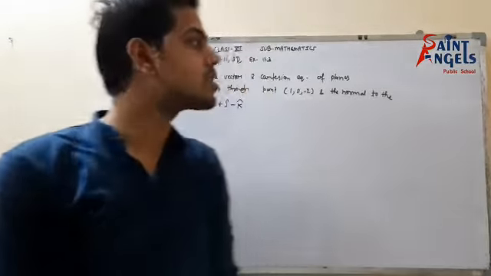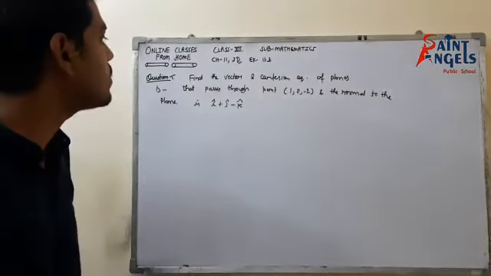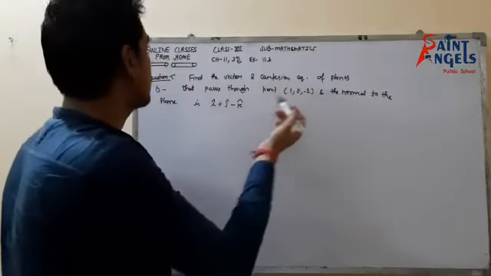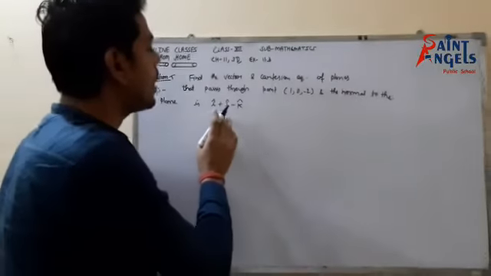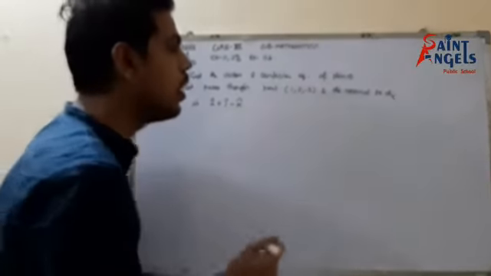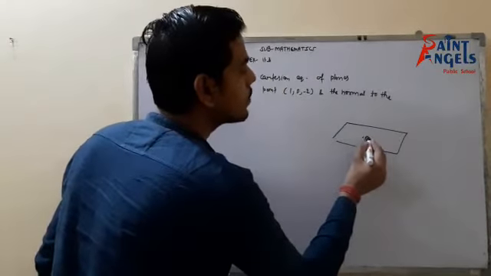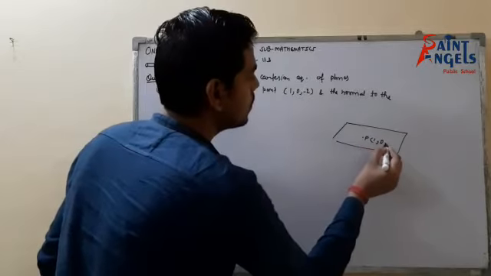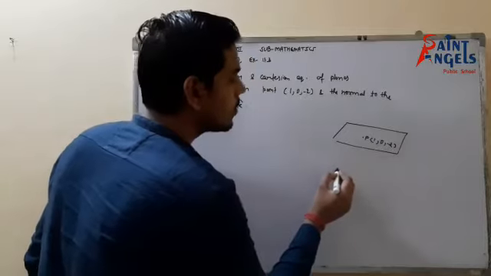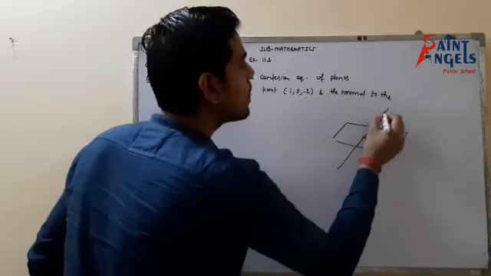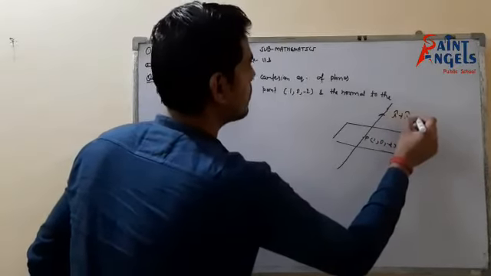So in this video, we'll start from question number 5, that's of exercise 11.3. The question says, find the vector and Cartesian equation of the plane that passes through a point and normal to the plane is i cap plus j cap minus k cap. So we have a plane. The plane is passing through the point P, that is (1, 0, -2), and the normal to this plane is given by the vector i cap plus j cap minus k cap.